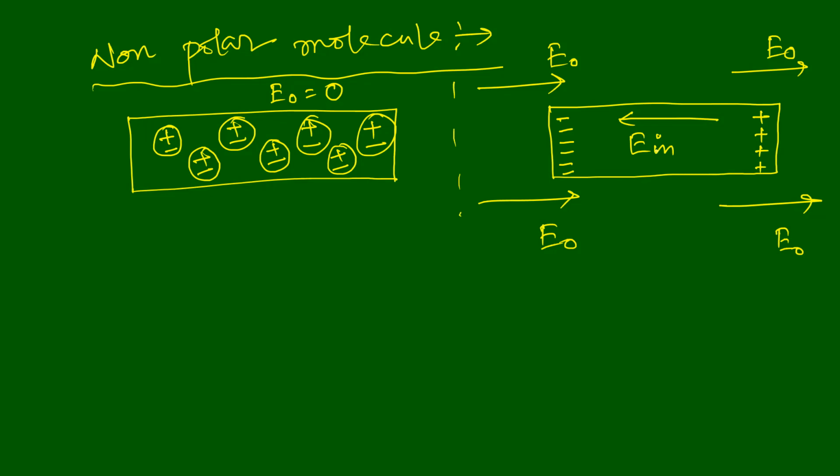Due to the polarization we are getting an induced electric field. The induced electric field is in the opposite direction of the external electric field, and in this case their summation, that means E naught plus E induced, is not equal to 0, because the induced electric field will be less than the external electric field. So that's why it will reduce the effect of the external electric field.